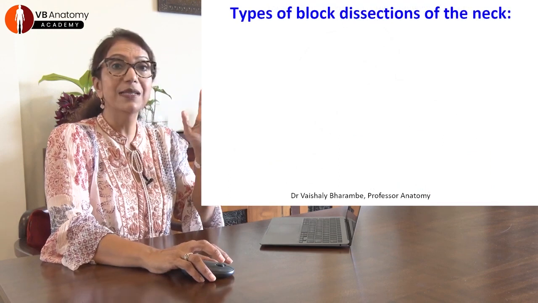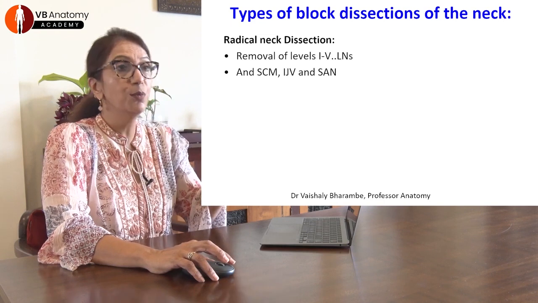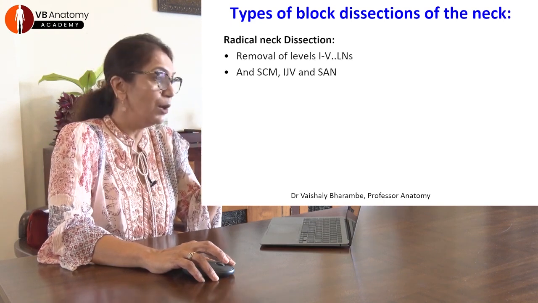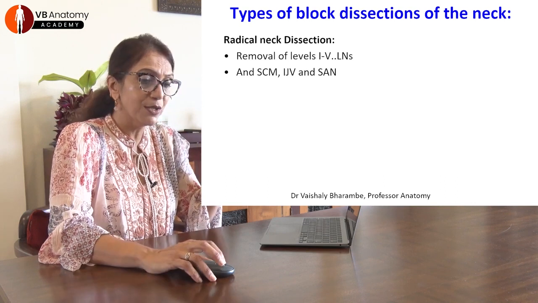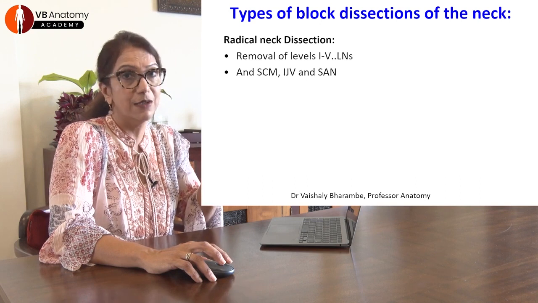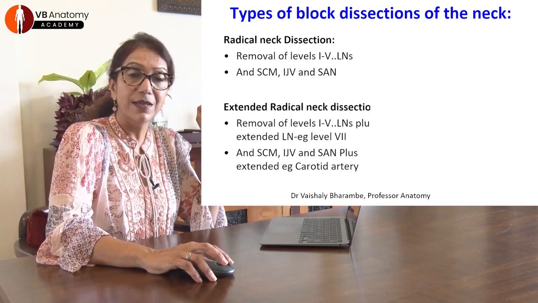Now, what is radical dissection of neck? When you're operating, you remove the first 5 levels of lymph nodes. All these lymph nodes are removed. Along with that, you remove sternocleidomastoid, internal jugular vein, and spinal accessory nerve. These 3.